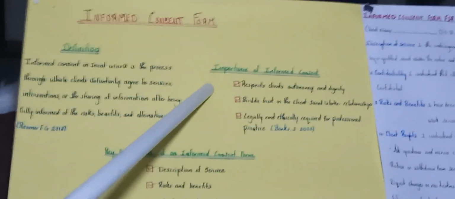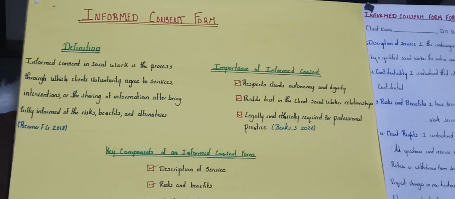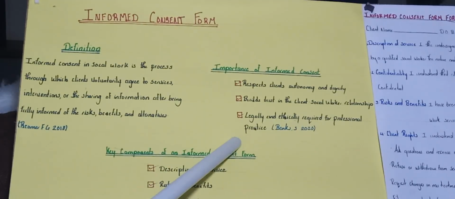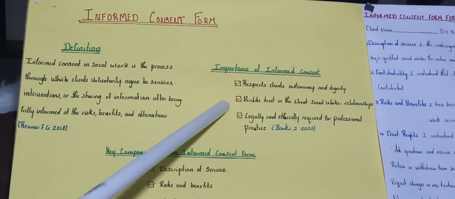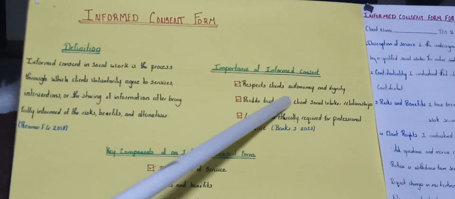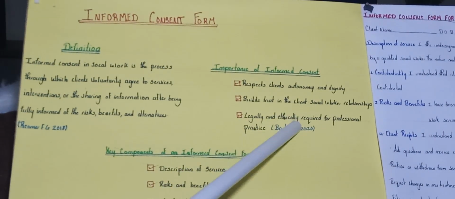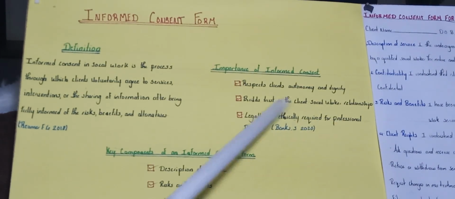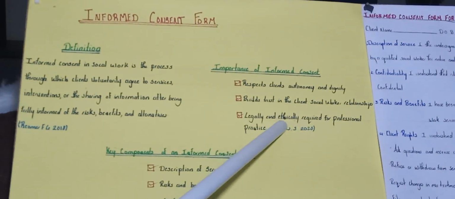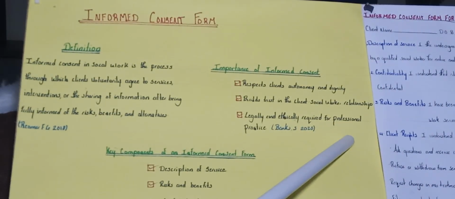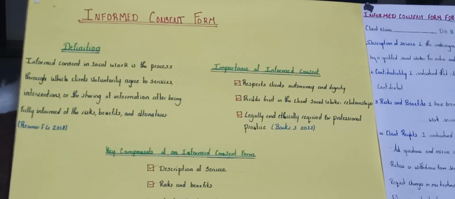Now we move to the importance of the informed consent. There are basically three importances of the informed consent. One, respect clients' autonomy and dignity. Two, builds trust in the client-social worker relationship. Three, legally and ethically required for professional practice. So that's the importance of the informed consent.